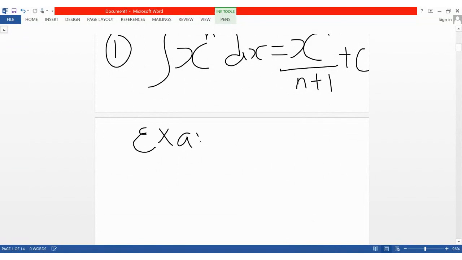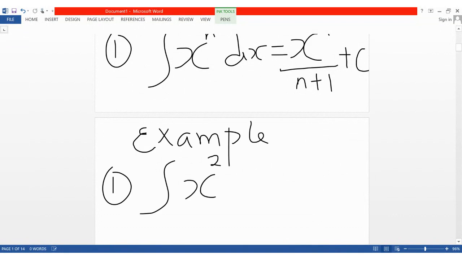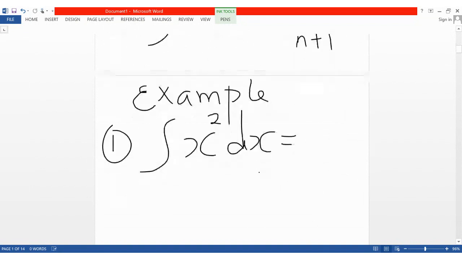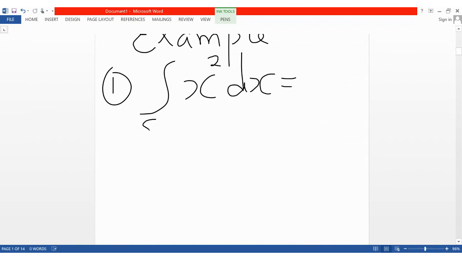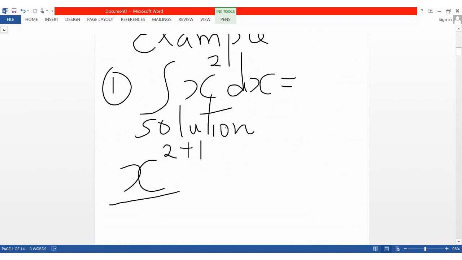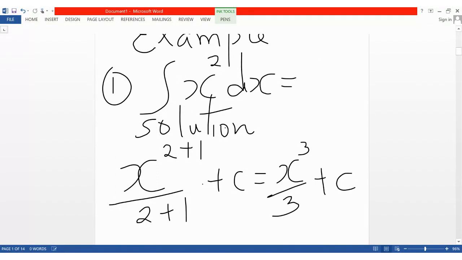Example 1. Let's integrate x squared dx. This one is a very simple solution. I'll add 1 to the power, and then I divide by the new power, and then plus a constant of integration. So I'll have x to the power 3 all over 3 plus a constant of integration. We have said C is a constant of integration. So we just add 1 to the power and divide by the new power.